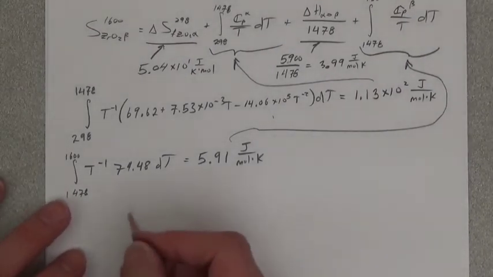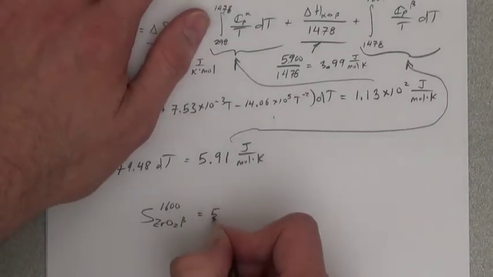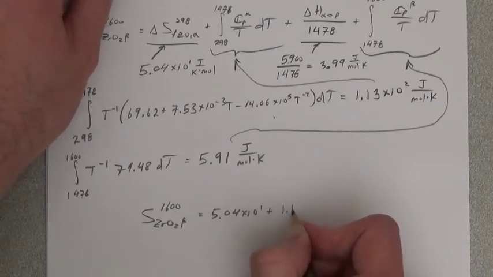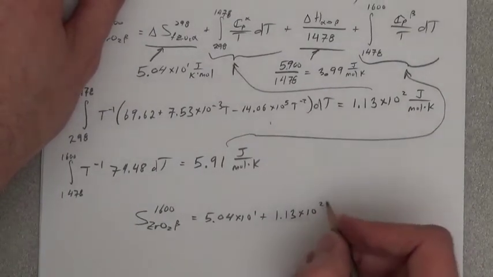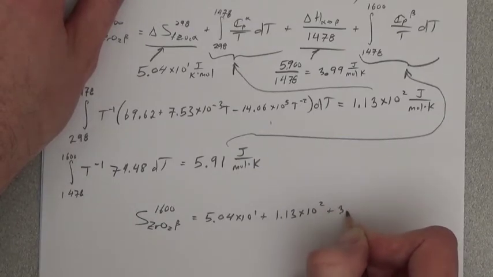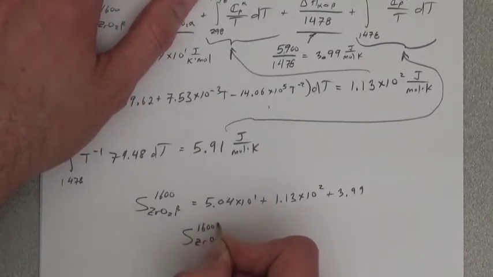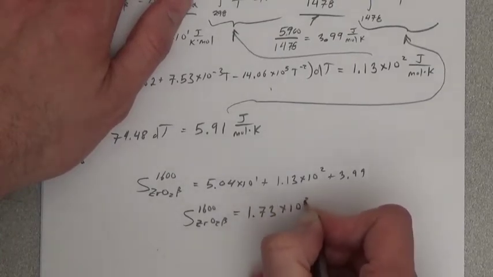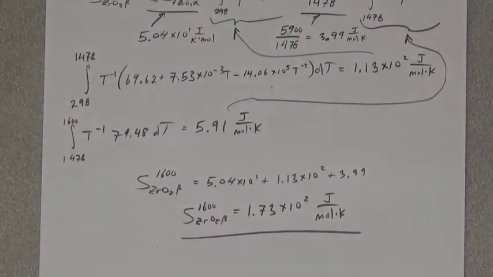Okay, that means that for our product, S ZrO2 beta at 1600 is equal to 5.04 times 10 to the 1 plus 1.13 times 10 to the 2 plus 3.99, or S ZrO2 beta at 1600 is equal to 1.73 times 10 to the 2 joule per mole K.